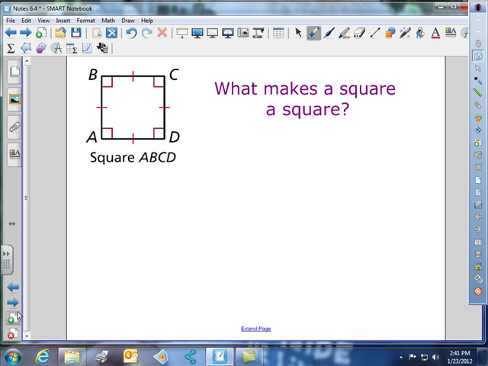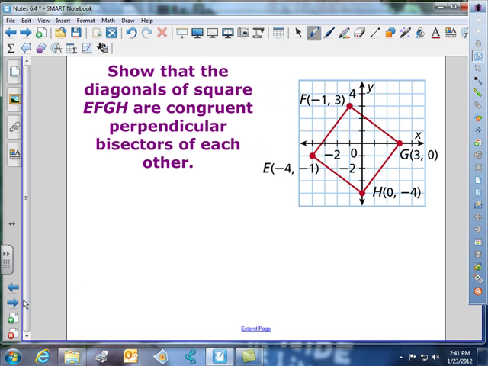The last type of parallelogram is going to be a square, and a square is basically a rectangle with 4 congruent sides. That's what a square is. It is a rectangle, so it has all 4 right angles, but also it has 4 congruent sides. It's almost like a combination of a rhombus and a rectangle.